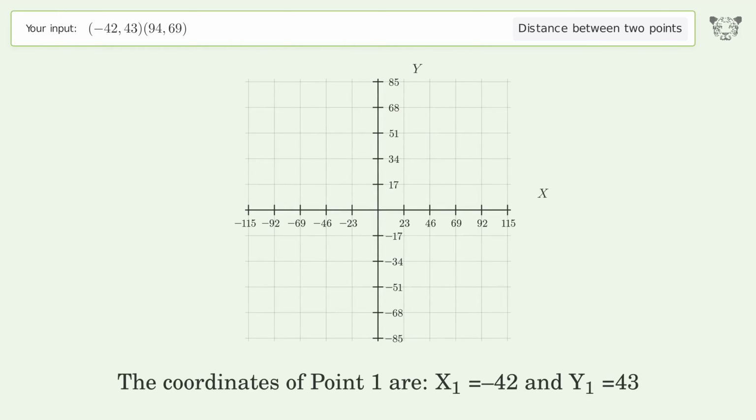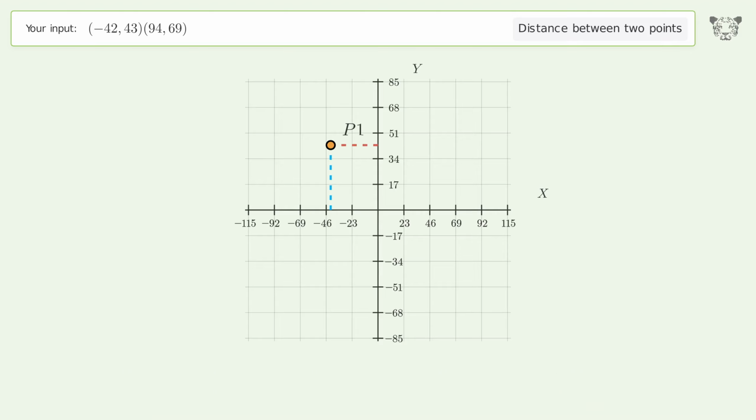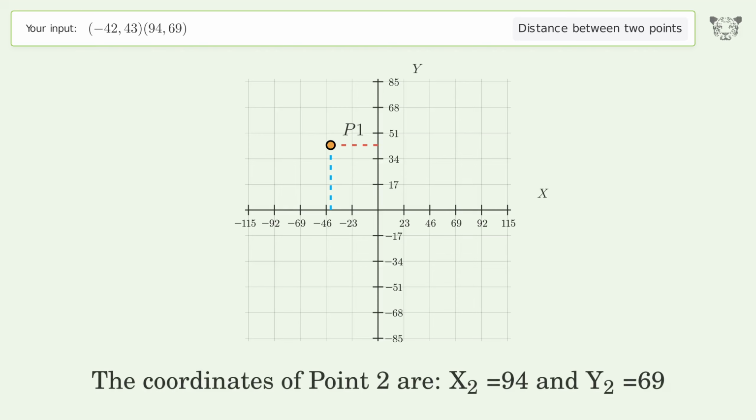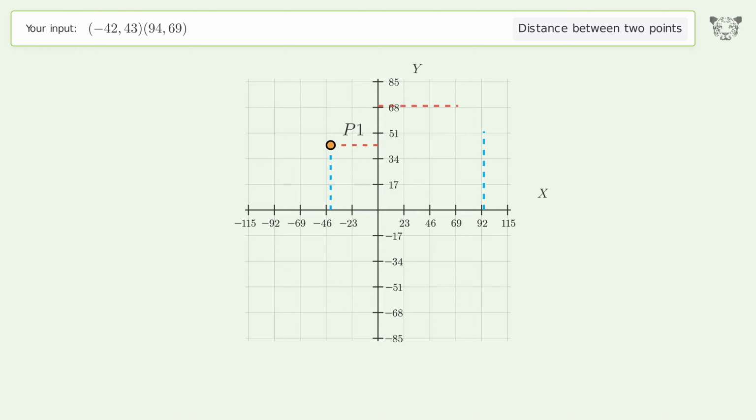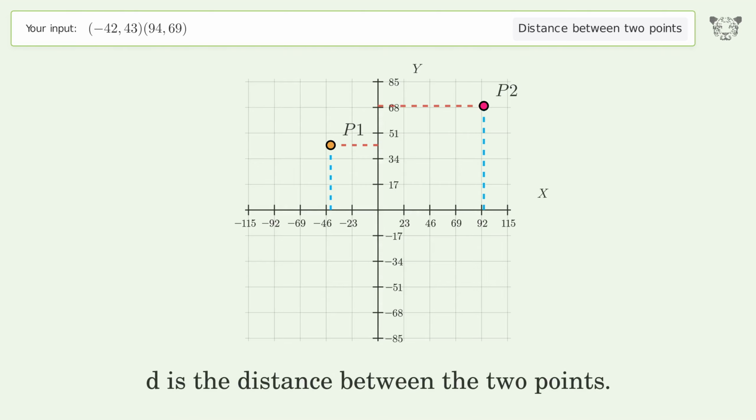The coordinates of point 1 are x1 equals -42 and y1 equals 43. The coordinates of point 2 are x2 equals 94 and y2 equals 69. D is the distance between the 2 points.